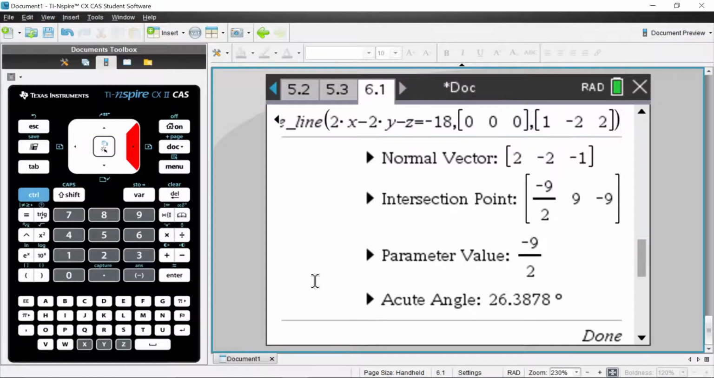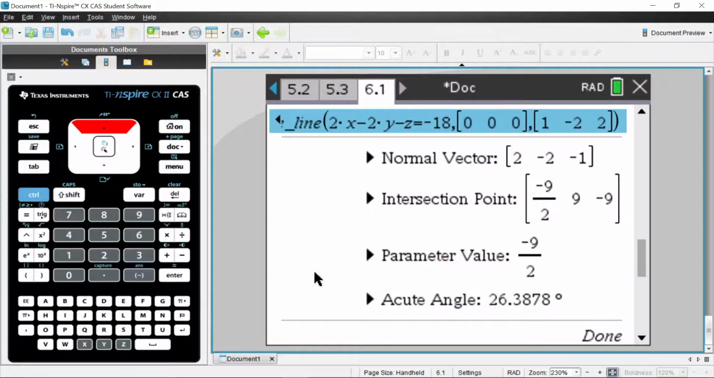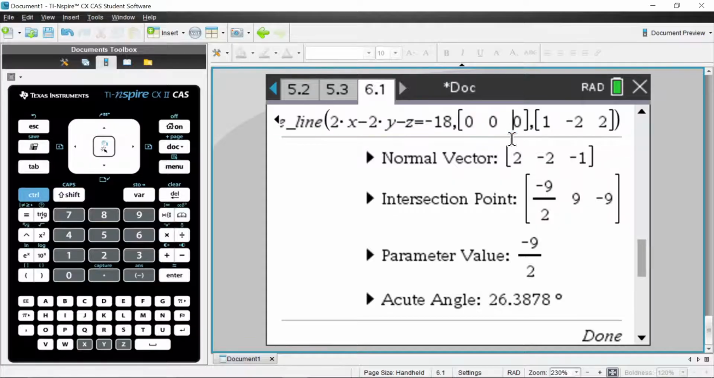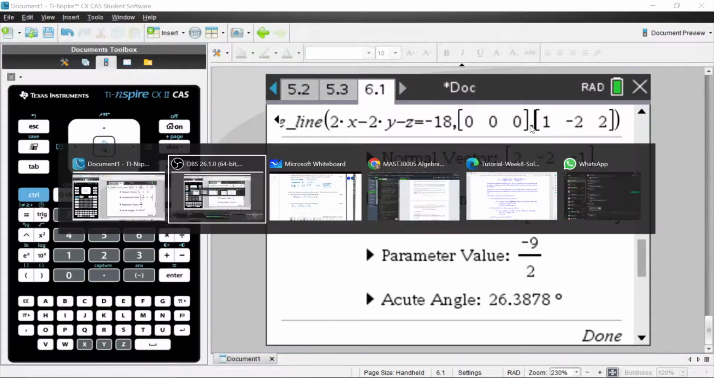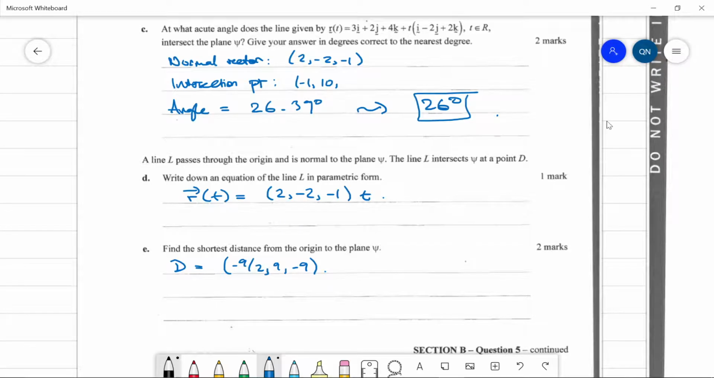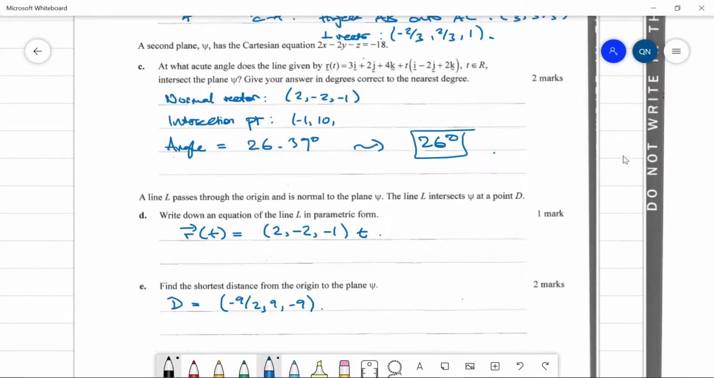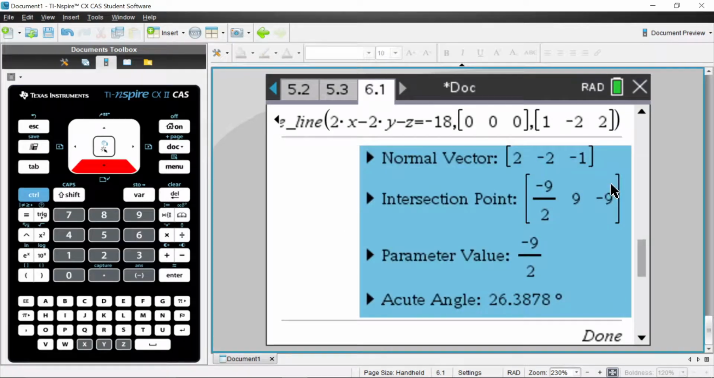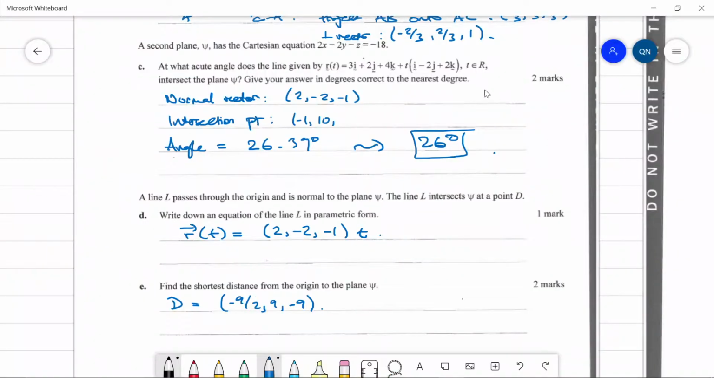Let's see. So this program, what did I do? I put in the plane. This is plane line, so I put in plane. I put in a point the line passed through and the direction. Is that the right direction? The direction of this line is normal to the plane. So I put in the wrong direction, I think. I used it from the part before, which is wrong. This is a completely different line. I think that's where I went wrong.